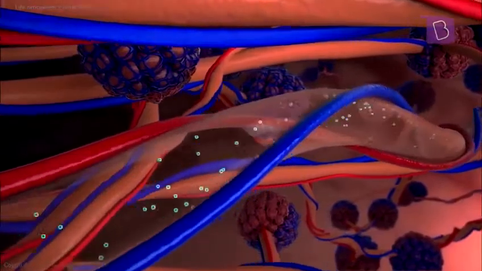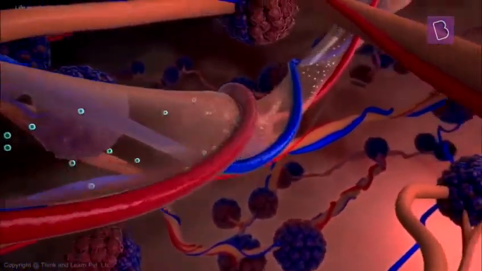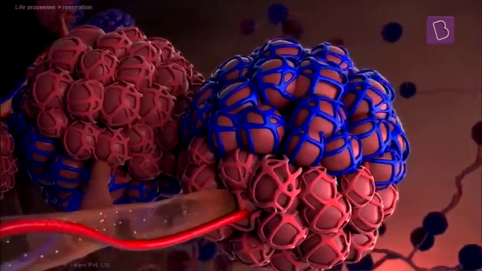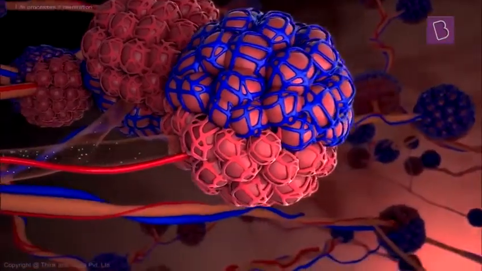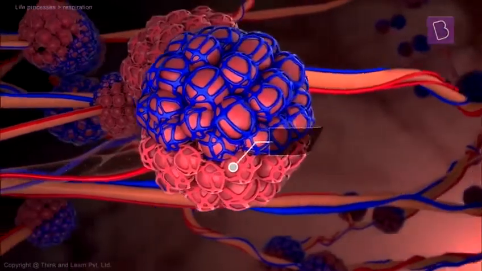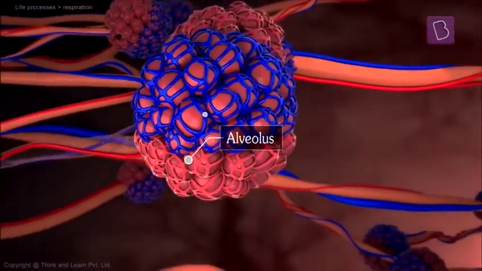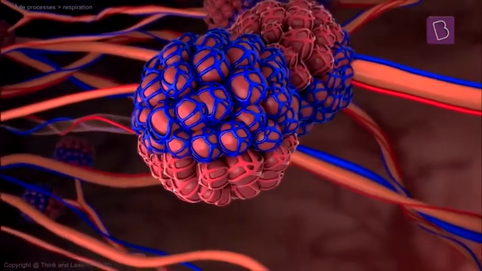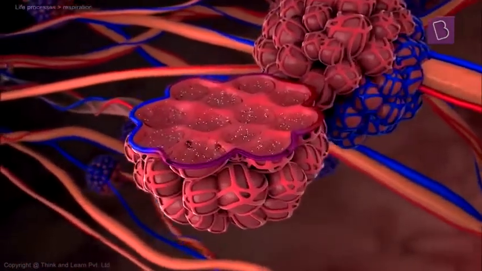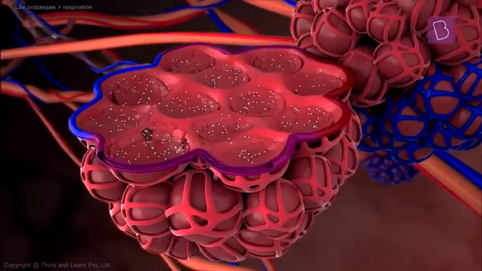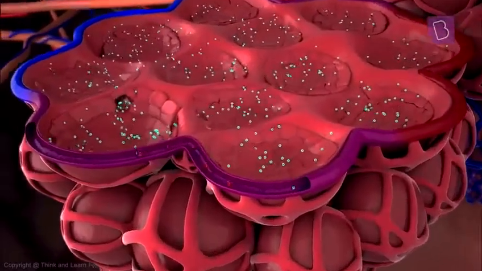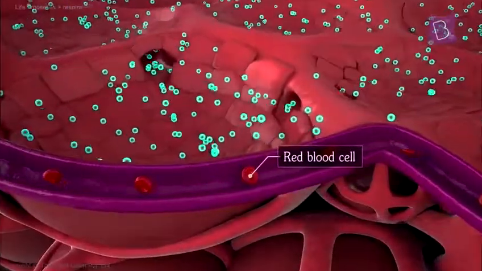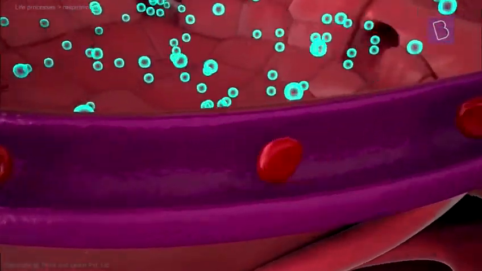Within the lungs, the bronchus divides repeatedly to form bronchioles. Oxygen travels through these bronchioles and reaches the alveoli, each of which is surrounded by a network of capillaries. As the blood passes through the alveolar capillaries, oxygen present in the lungs diffuses into the blood. Most of this oxygen then adsorbs on the red blood cells or erythrocytes present in the blood.